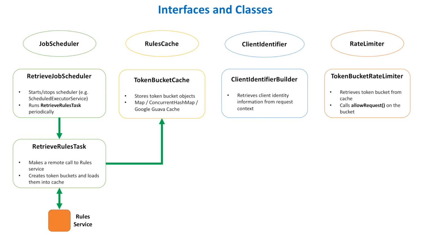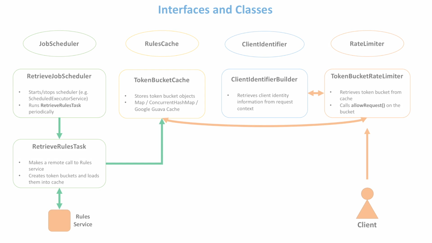When client request comes to the host, rate limiter first makes a call to the client identifier builder to build a unique identifier for the client. And then it passes this key to the cache and retrieves the bucket. And the last step to do is to call allow request on the bucket.